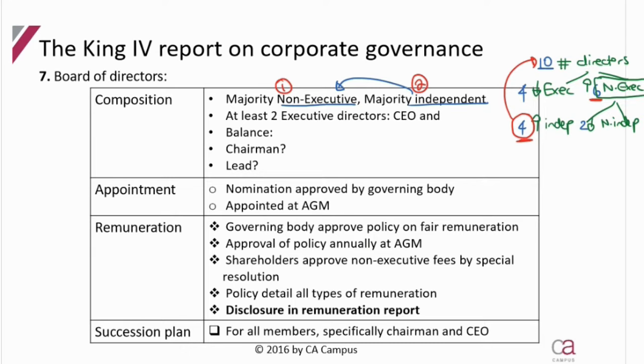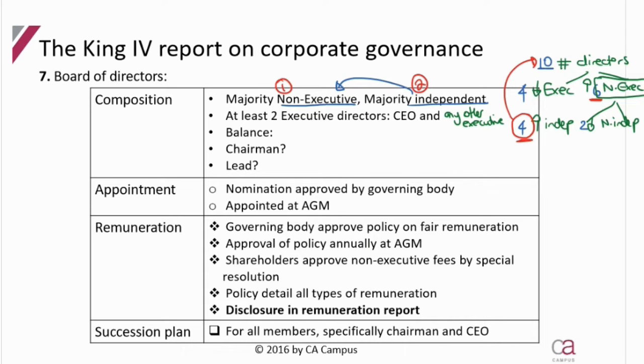They need to have at least 2 executive directors. One is the CEO. Who is the other? It could be any other executive. So they need to have 2 executives. One must be the chief executive officer, and any other executive will meet the next criteria to have at least 2.